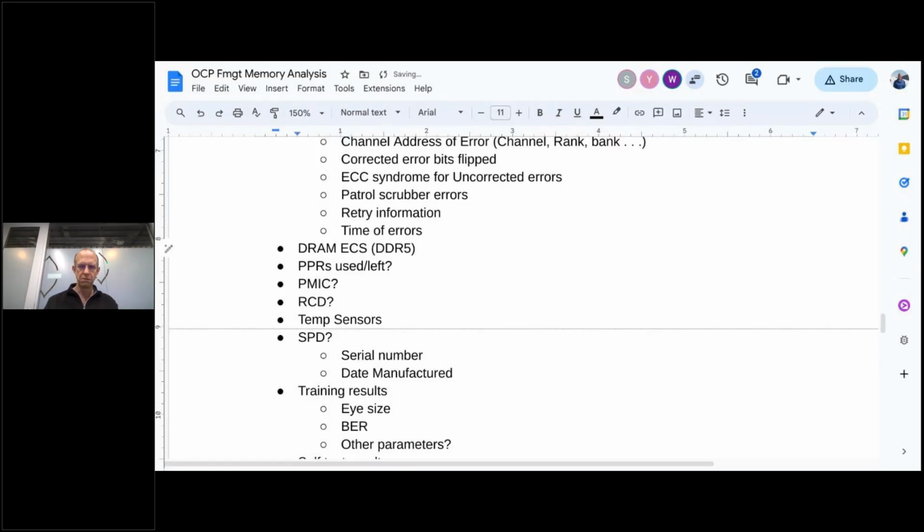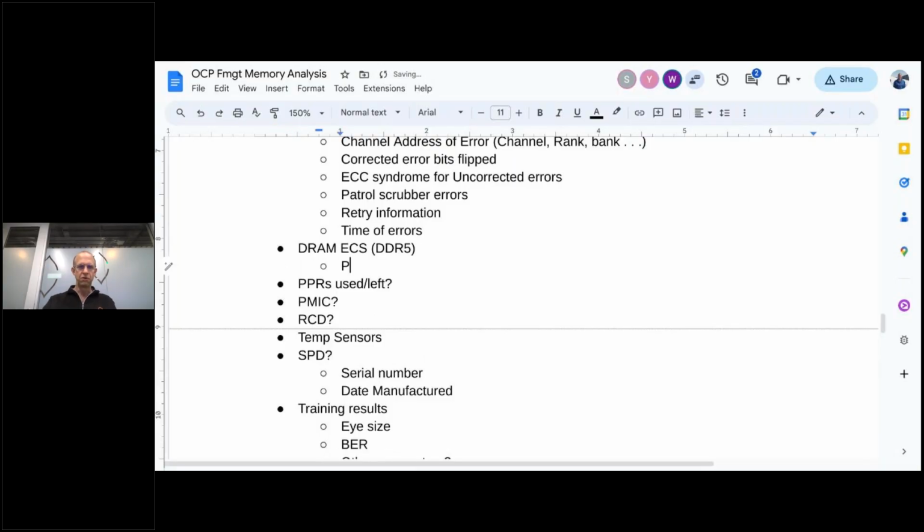And hopefully we can make it better. And maybe we could also propose improvements, because that data could use some improvement. It's kind of hard to get, and we don't get enough information from it. And then post-package repairs used and left.